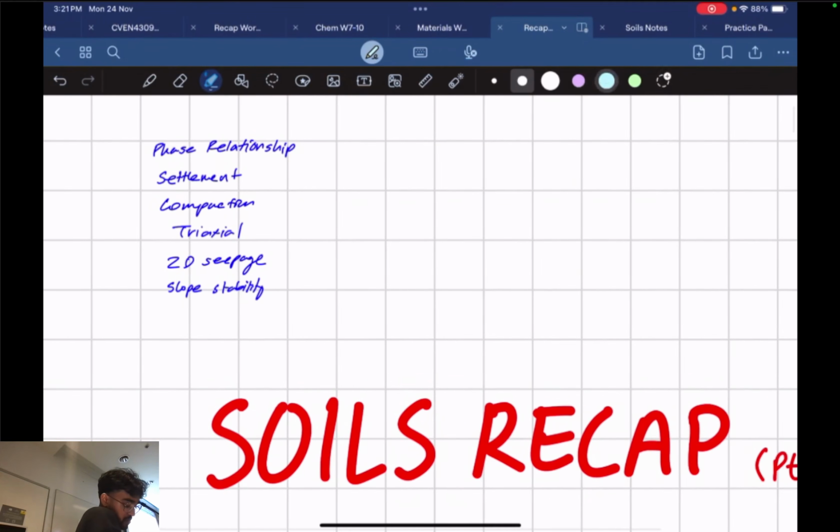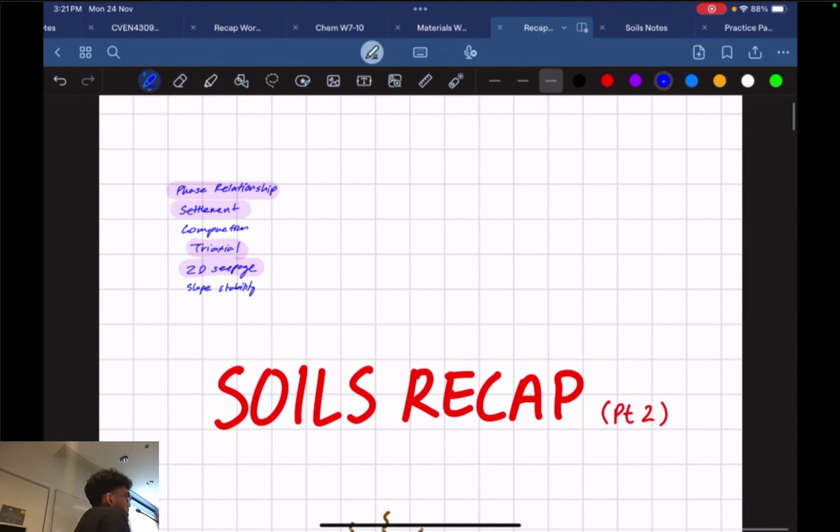So the main ones to focus on would be phase relationships. Settlement will 100% be there. 2D seepage will be there. Triaxial will be there. These two are a bit of a maybe. Okay, cool. So starting off with 2D seepage.